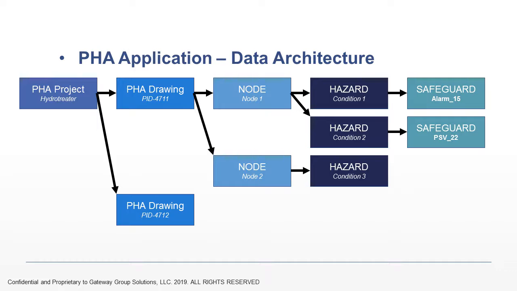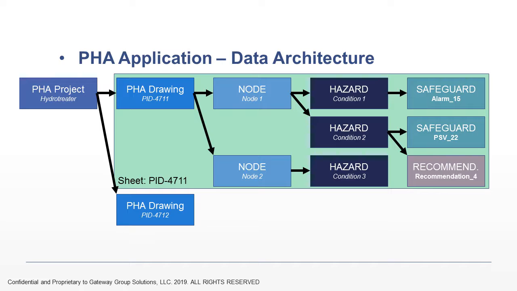In order to denote that Alarm 15 comes from a separate list of safeguards, it is shown in boldface type. The same is true for recommendations. You can have a separate list of recommendations and reference them without recreating the same recommendation each time you use it. The data for a given drawing is all collected together in one worksheet.